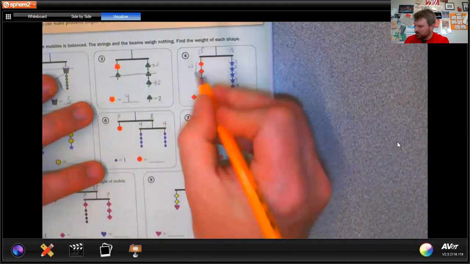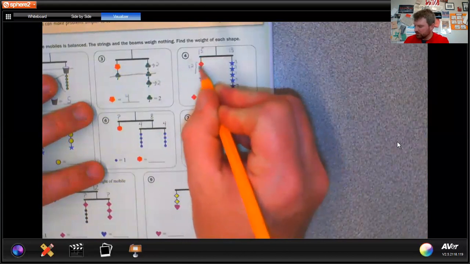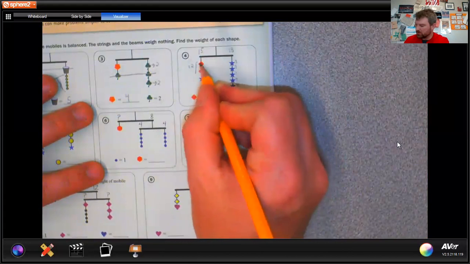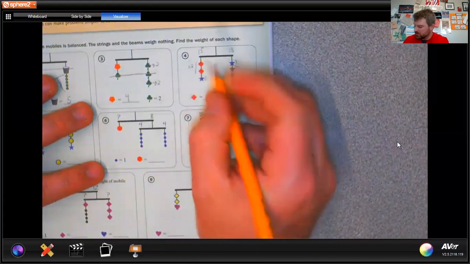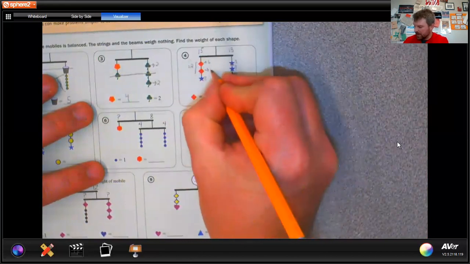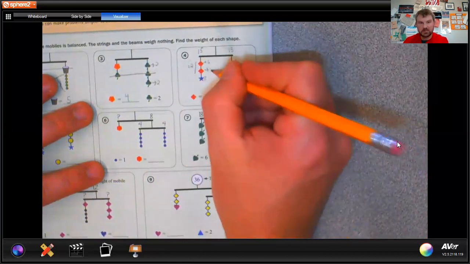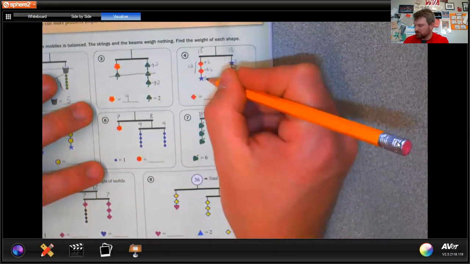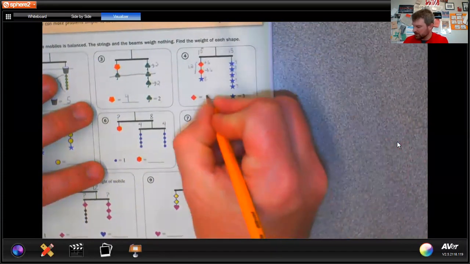In order for these to equal 12, both of these have to be the same. They have to be equal. We're going to split that 12 into these 2 shapes. So they're each going to be worth 6. And again, add it up. You got 6 plus 6 is 12, plus 3 gives you the 15 that matches over there. So this is 6.